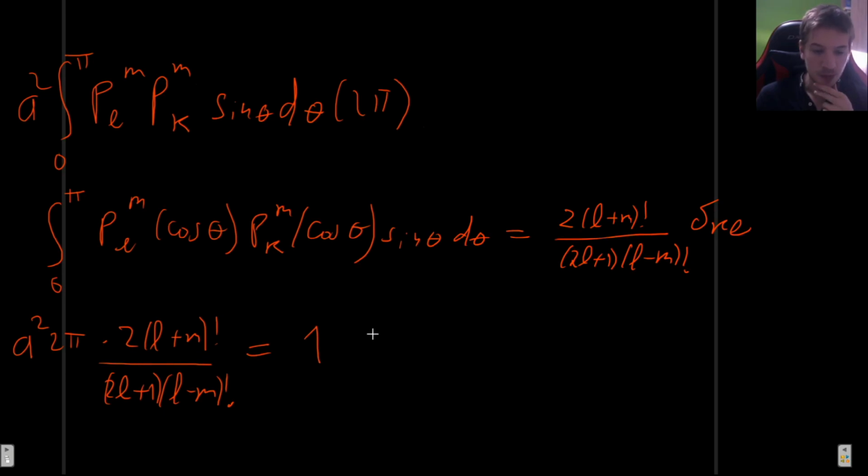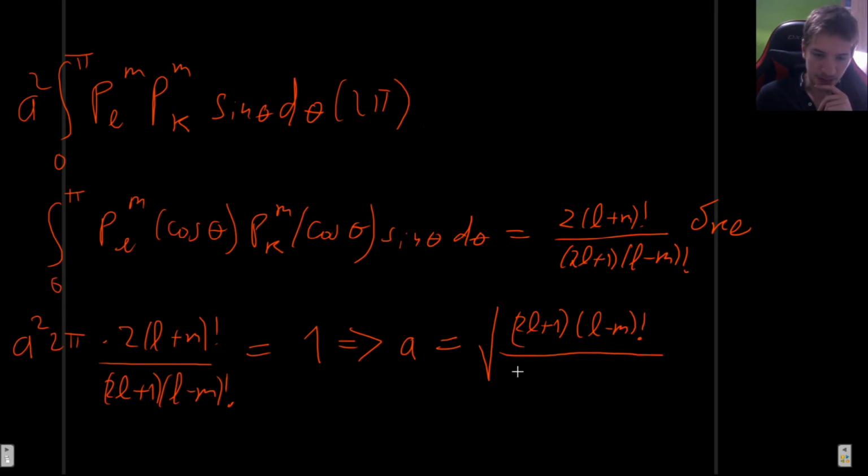And from this we can see that the normalization constant is going to be the square root of, and let's now take the inverse of this, so that's going to be (2L+1)(L−m)! divided by 4π(L+m)!.